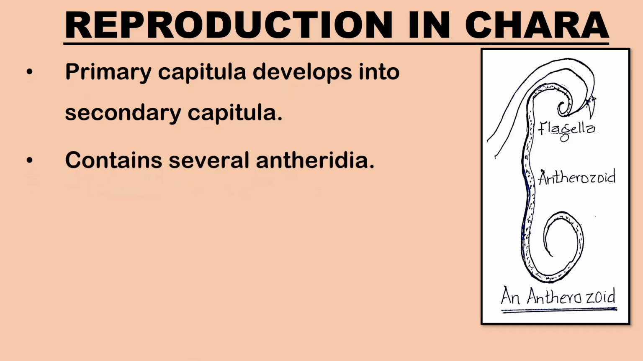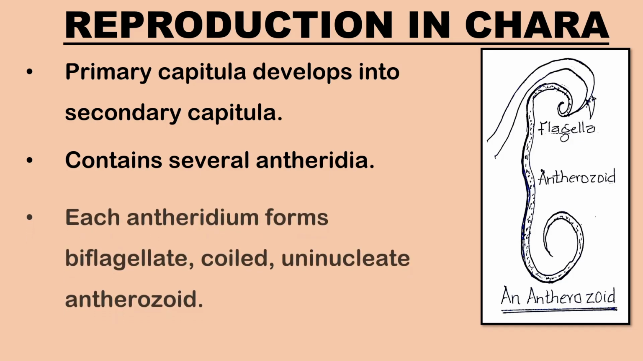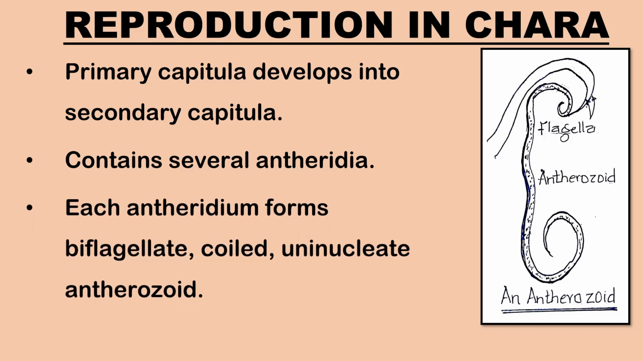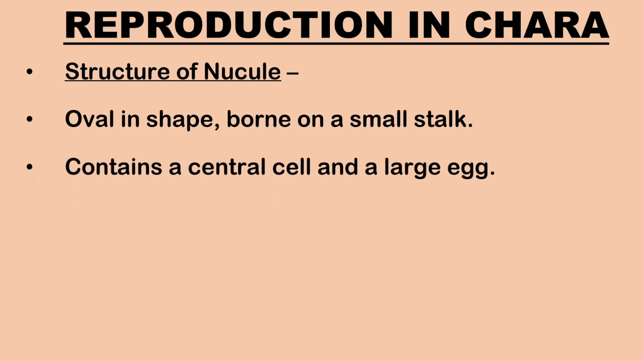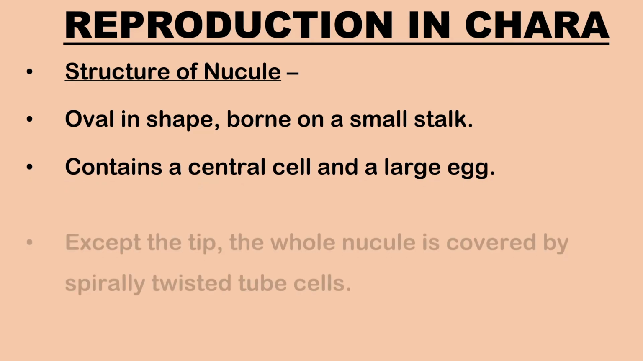2 or more antheridial filaments arise from the secondary capitula. It has 25 to 250 cells, which are known as antheridia. Each antheridium forms a biflagellate, coiled, uninucleate anthrozoid. The female sex organ, nucule, is oval in shape and is borne on a small stalk. It consists of a central cell and a large egg at the top.